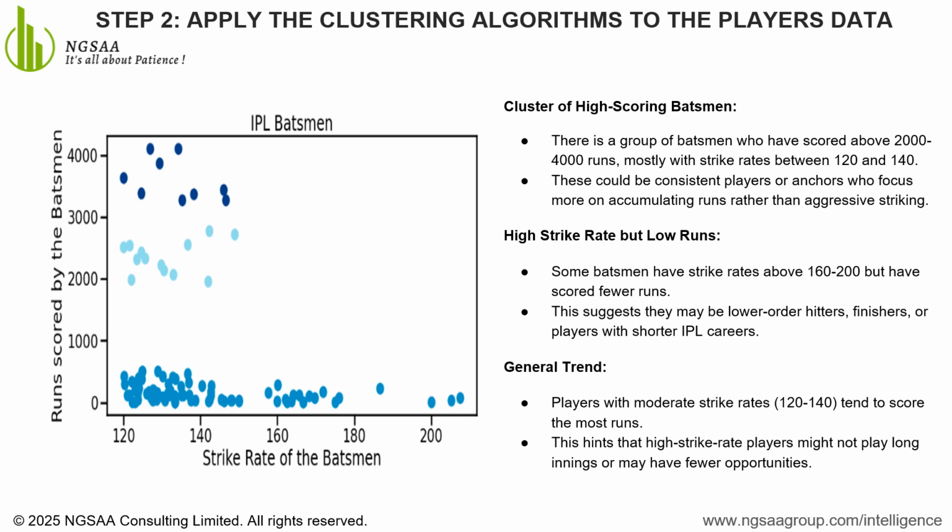Overall, the clustering helps categorize IPL batsmen based on their performance. It provides insights into different batting roles: anchors, aggressive hitters, and finishers. Teams can use this analysis to identify reliable performers and strategic players for different match situations.